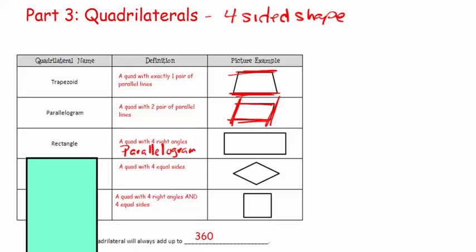But it also has, oops, spell it right. It also has 4 right angles. Okay, it has 4 right angles. So it is a parallelogram with 4 right angles.